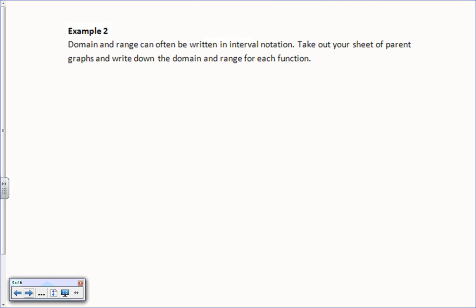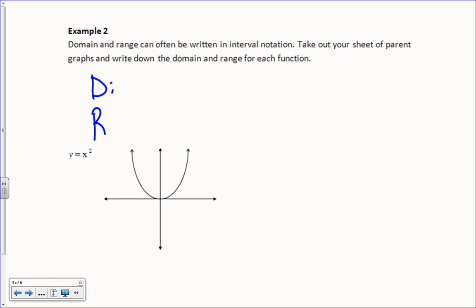Okay? So now, that's just the notation part of it. Now we know how to write it. So, all right, why don't you take out your sheet of parent graphs that you have from the other day and try and write down the domain and range for each function. And I'll help you out by doing one of them with you here, like that one. Y equals x squared. Let's kind of do that together. So here's domain. Yeah, just write them right on your sheet. On your parent graph sheet.